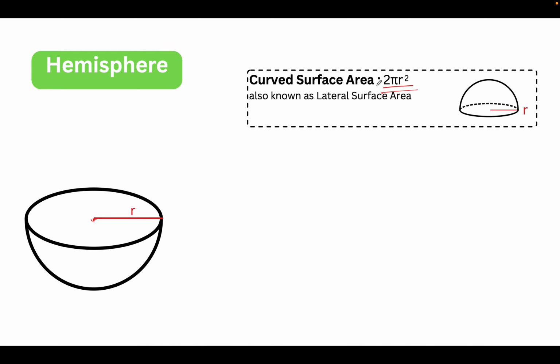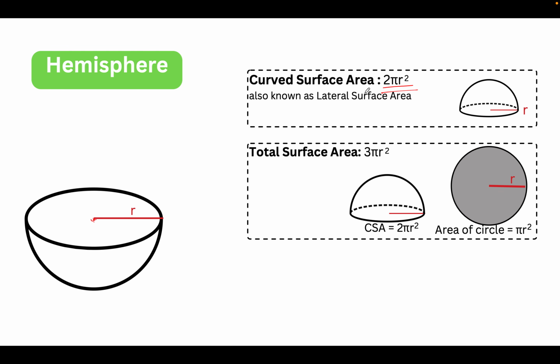So this is the formula to find the curved surface area of a hemisphere, and to find the total surface area of a hemisphere we add the curved surface area with the area of this circle below. So 2 pi r square plus pi r square. So this will get us the total surface area of the hemisphere.